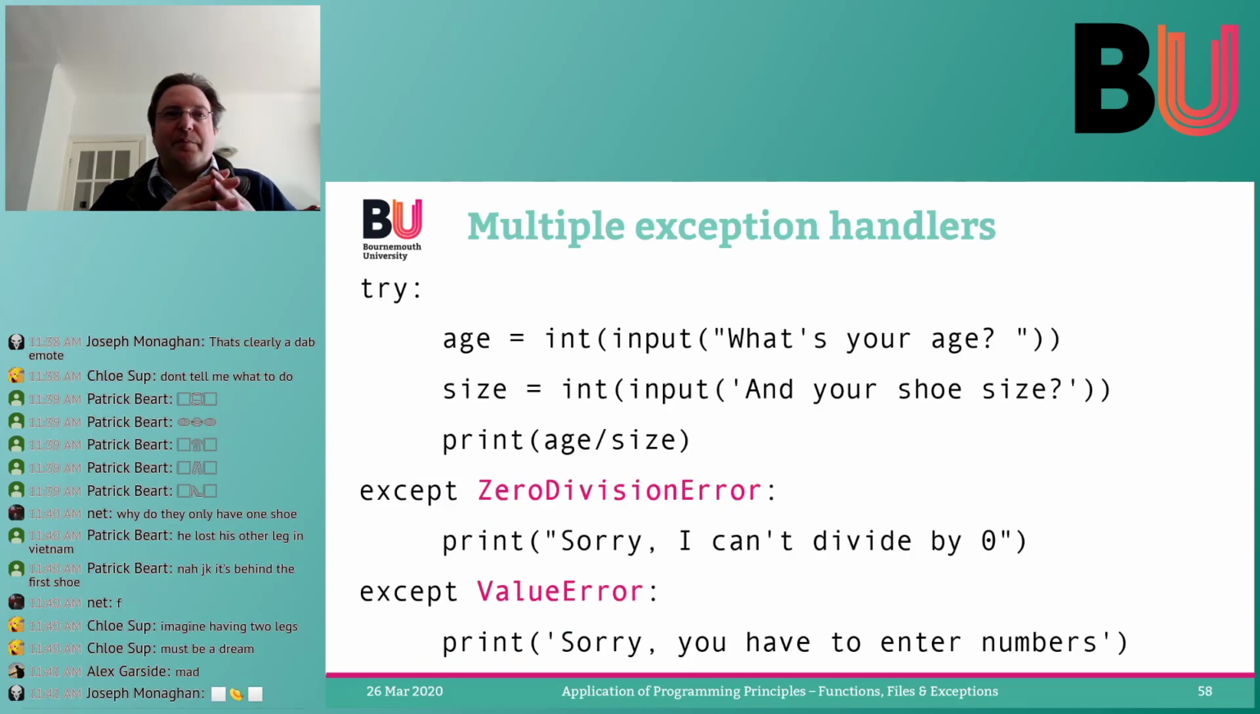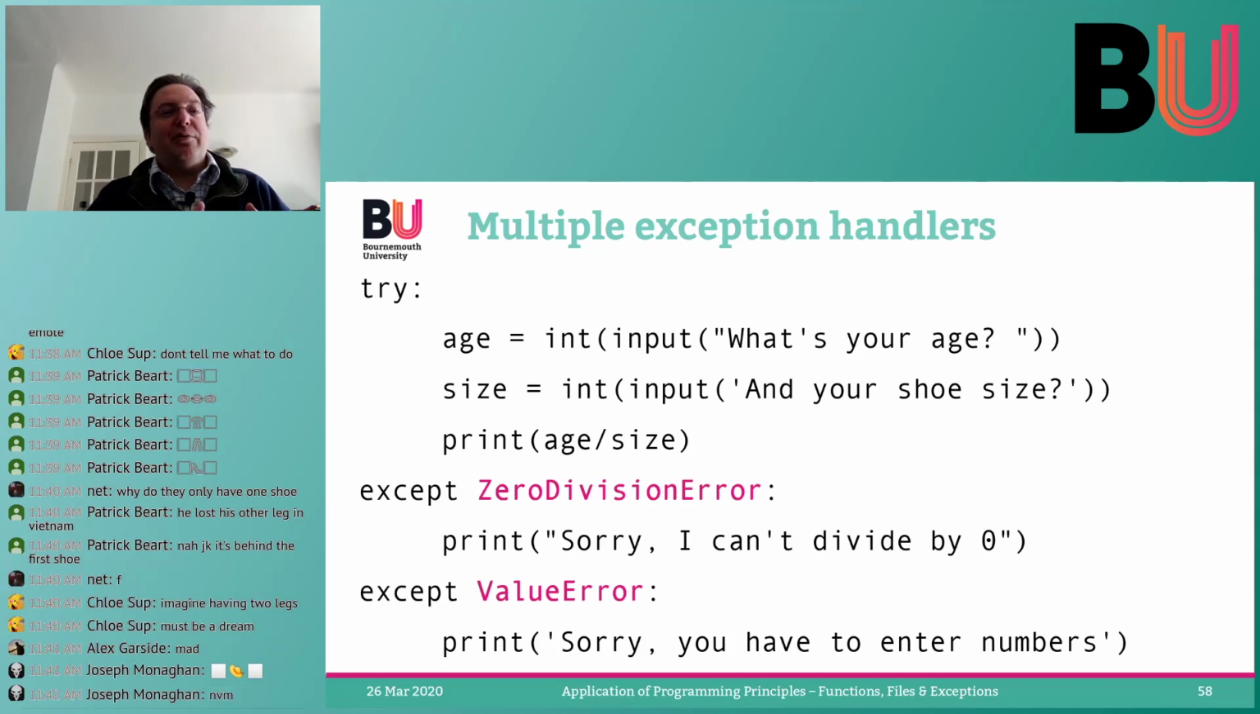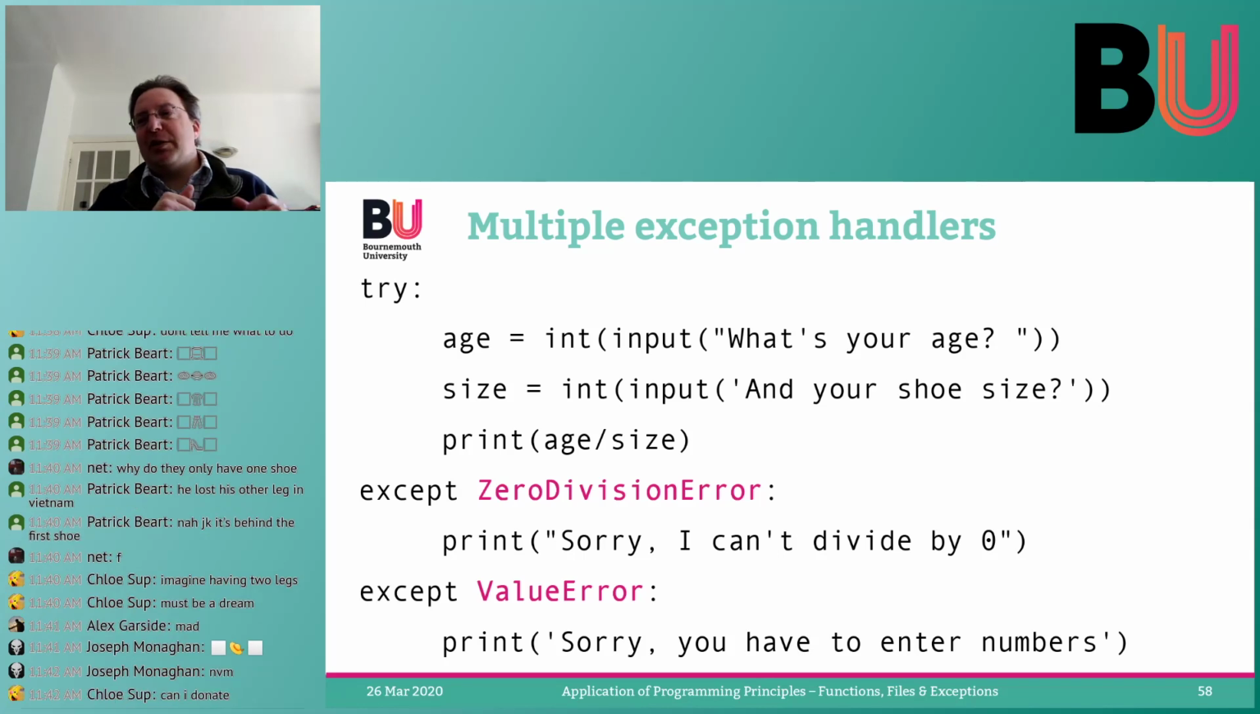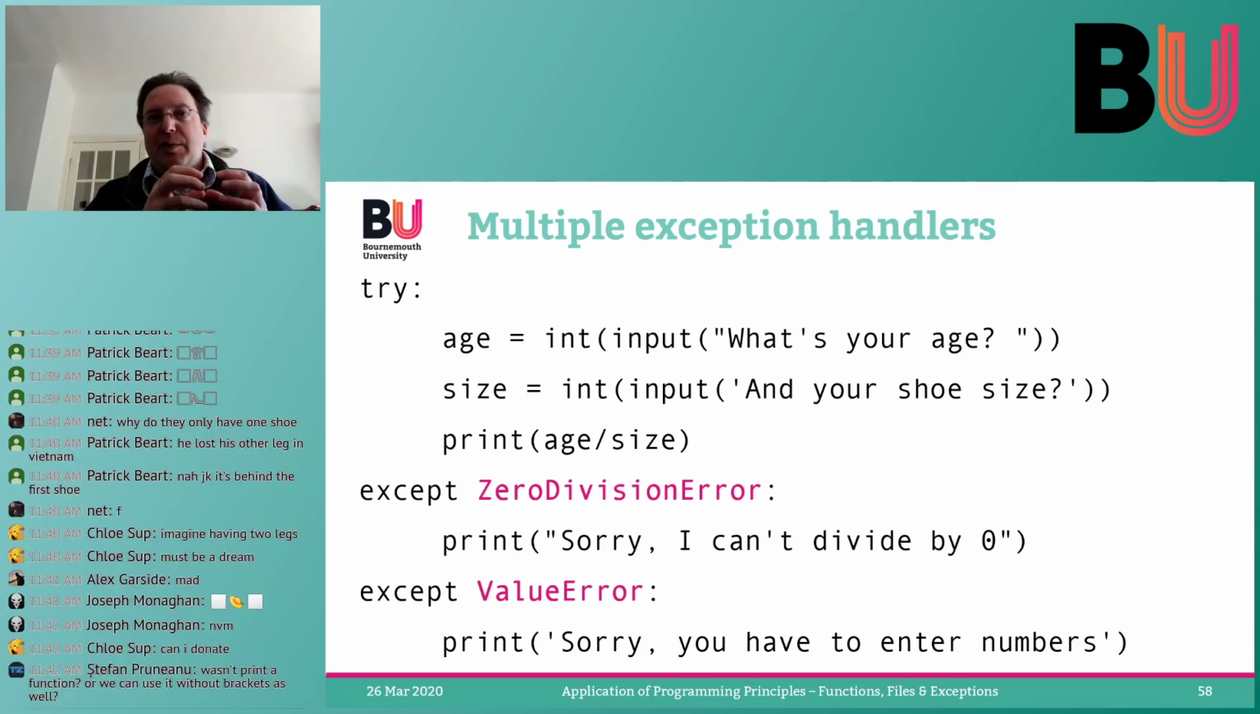What happens if you have multiple handlers or multiple exceptions you might want to handle? Because we also still had that value error. In this particular case, the except value error says print, sorry, you have to enter numbers. So you can handle different errors. You need to know what the type is, and the best way of figuring that out is by going to the documentation of the functions that you're using, and that documentation will tell you what the types of errors are that are available.